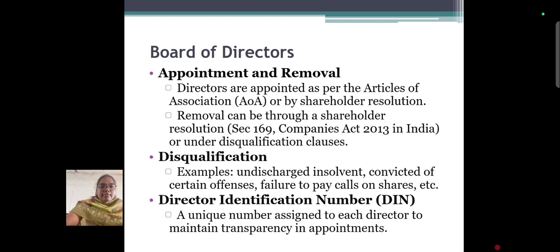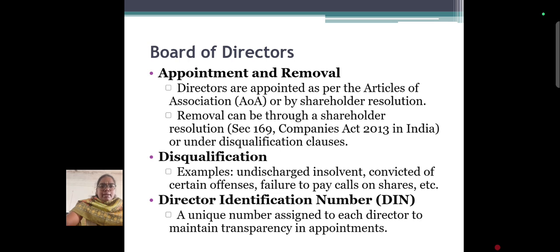Board of Directors, appointment and removal. Directors are appointed as per the Articles of Association or by the shareholders' resolution. Removal can be through a shareholder resolution, Section 169, Companies Act 2013 in India, or under disqualification clauses. Disqualification, the examples are undischarged insolvent, convicted of certain offences, failure to pay calls on shares, etc.